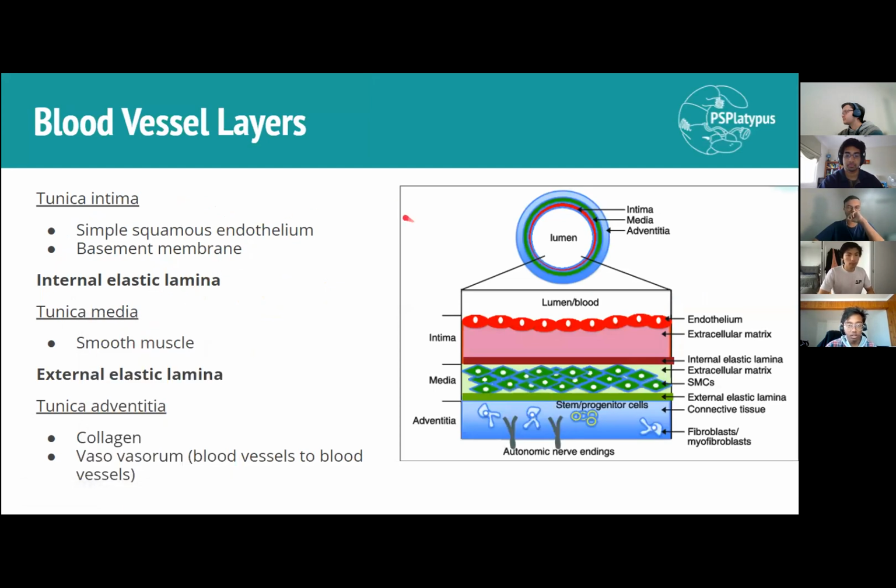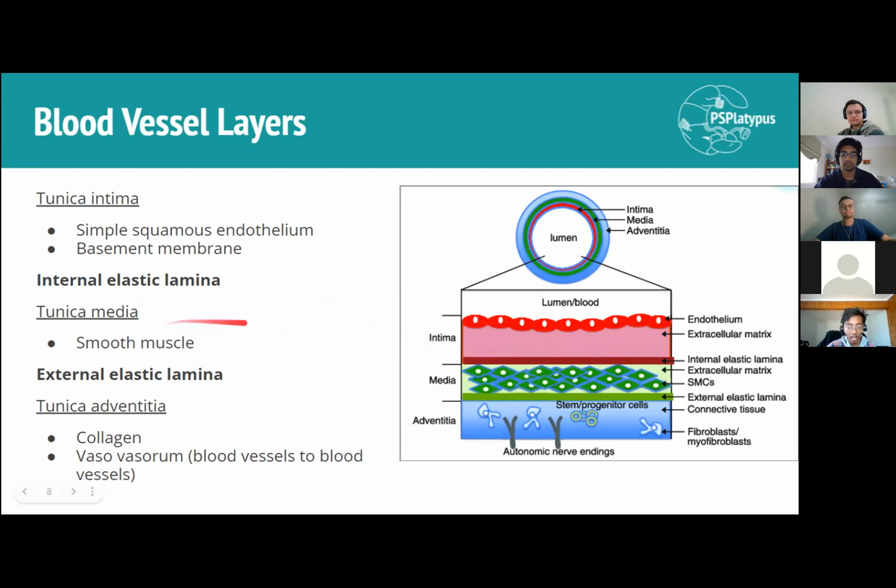Orienting yourself to the diagram on the right, we have three main layers: the tunica intima, the tunica media, and the tunica adventitia. The key part of the tunica intima is the simple squamous endothelium on the surface. This is what the contents of the lumen come into contact with. Underneath it is an extracellular matrix, and a basement membrane also exists underneath it. In between the tunica intima and the media, you have the internal elastic lamina.